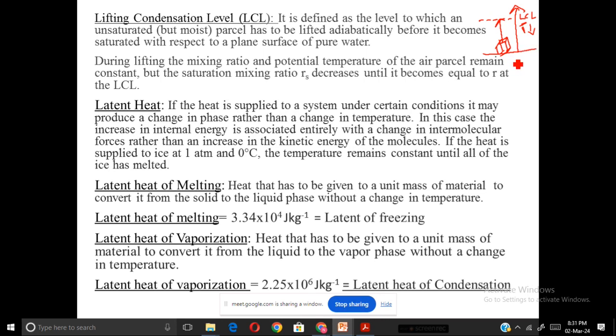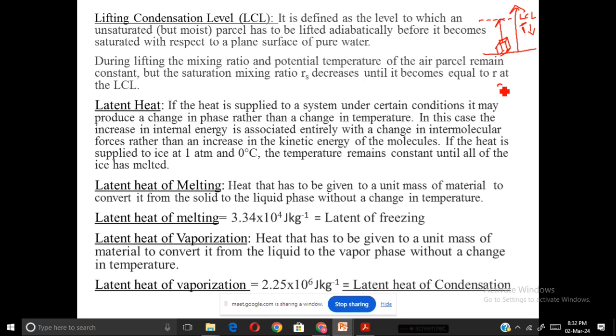So in order to reduce the temperature of an air parcel and eventually reach saturation, we are lifting an unsaturated air parcel, but it has moisture content. We are lifting an unsaturated moist air parcel along the atmosphere adiabatically. No heat is allowed to enter or leave the system. As I told you, all atmospheric motions are considered to be adiabatic. So it is lifted adiabatically before it becomes saturated with respect to a plane surface of water. That particular level is known as the lifting condensation level.